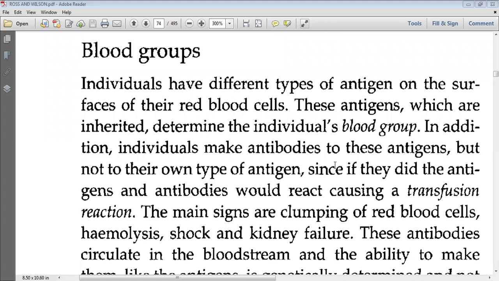So today we are going to start with our new topic. Welcome students. Today we are going to start with the blood groups and the ABO system of blood groups.